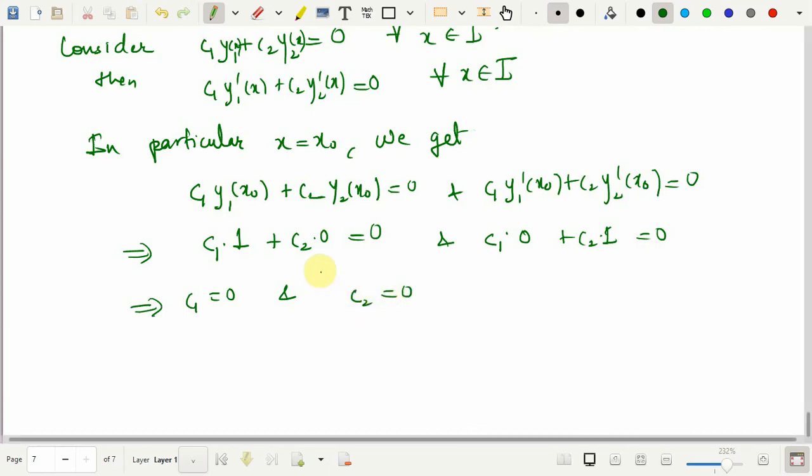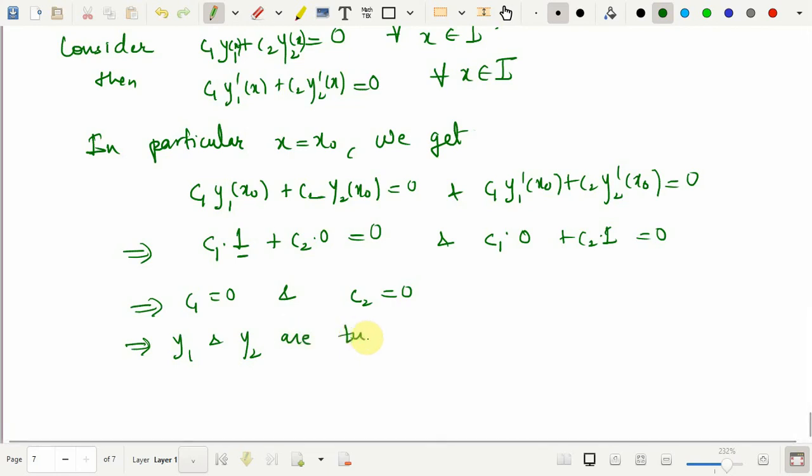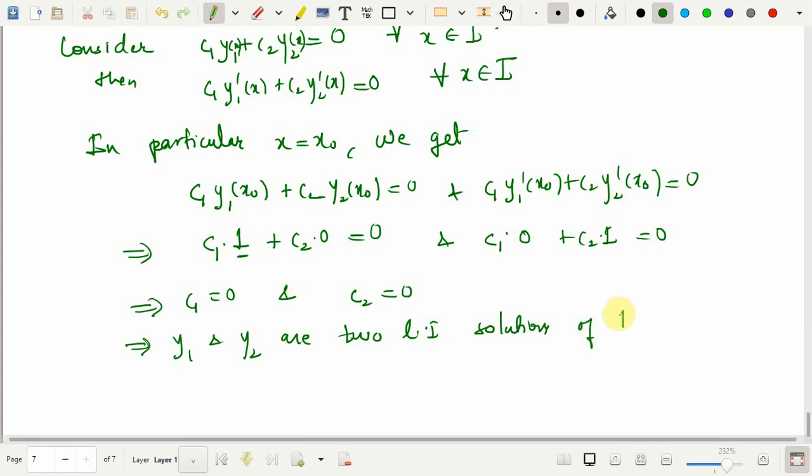In fact, in the initial value problem you can choose any other nonzero real number instead of 1. Here I have chosen 1, but if it was 2, in that case also I would have got c1 equal to 0 and c2 equal to 0. Okay, and so that proves that y1 and y2 are two linearly independent solutions of 1.